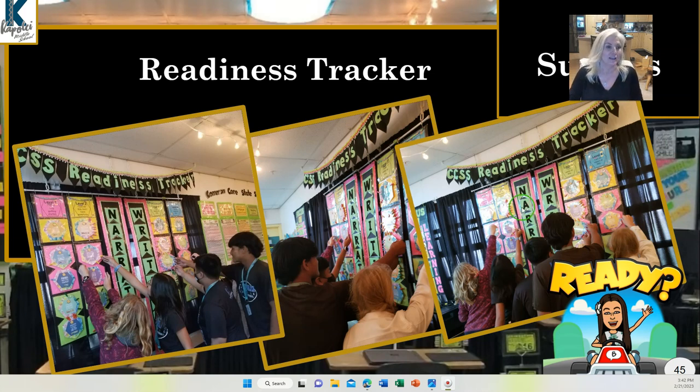So the students might originally feel that they are a level 1, I need help getting started. A level 2, I can do this, but I have questions, and then they can move to a level 3 where I can do this easily, or level 4, I am an expert at this. So that's what this readiness tracker does for me.